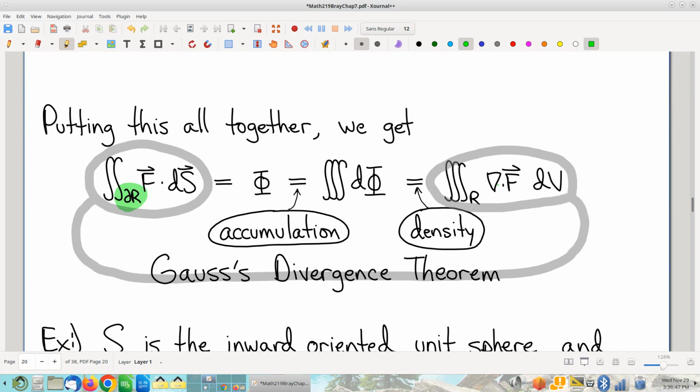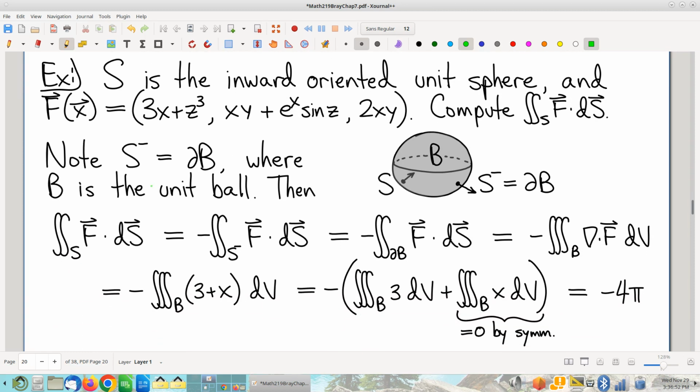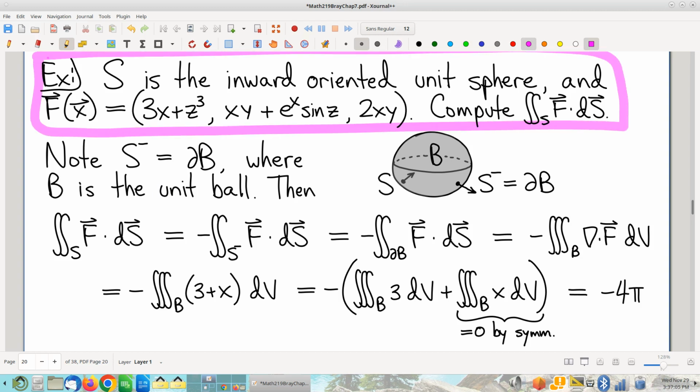Okay, so let's see an example. All right. Inward-oriented unit sphere, vector field given, compute the flux. If you look at the statement of the question, the first thing you notice is it doesn't say use Gauss's divergence theorem anywhere, right? All it says is compute the flux, and you can compute that flux by whatever means, I suppose, but you don't want to choose a tool that isn't good for this problem, right?